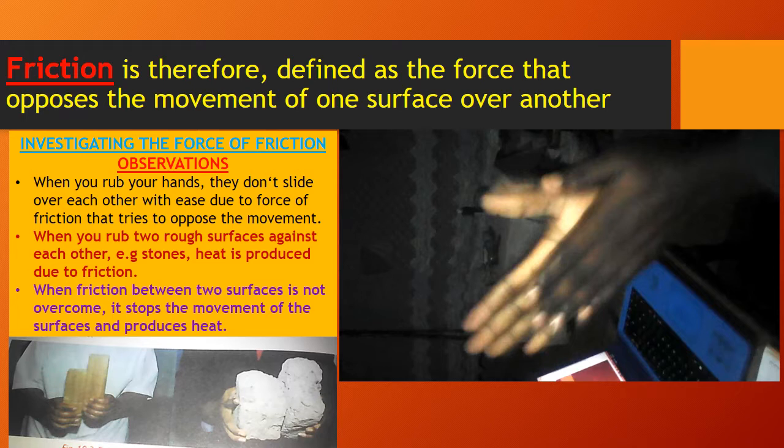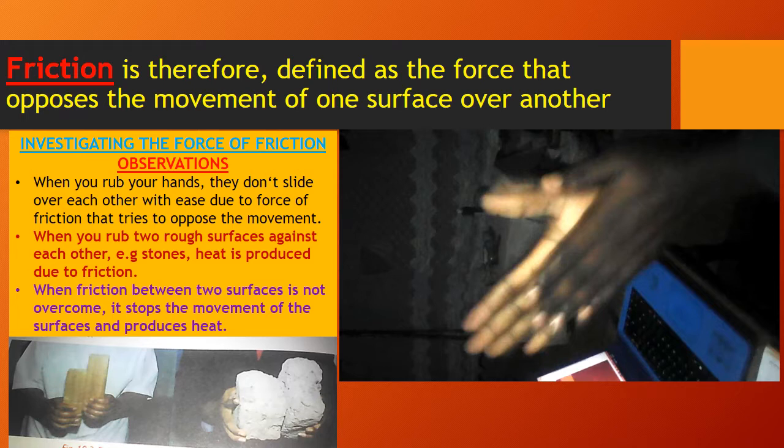Friction is therefore defined as the force that opposes the movement of one surface over another. Investigating the force of friction. Observations made: 1. When you rub your hands, they don't slide over each other with ease due to the force of friction that tries to oppose the movement.